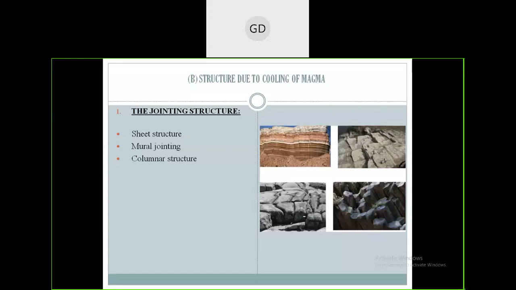And the third one is your columnar structure. In the columnar structure, they develop in mud, due to drying and shrinking. You can see here, these rocks look like columns. That is why it is termed as your columnar structure.